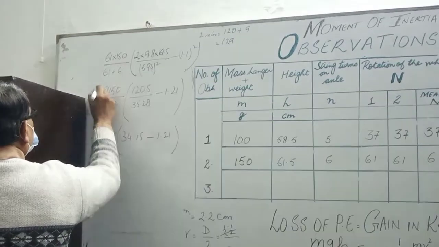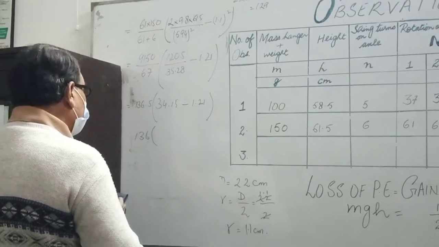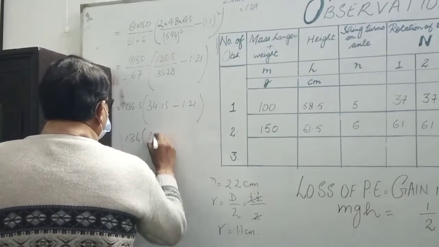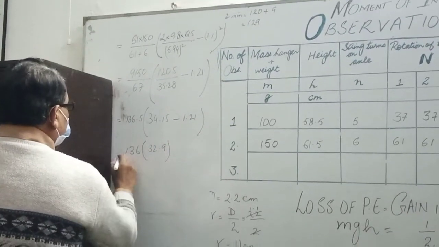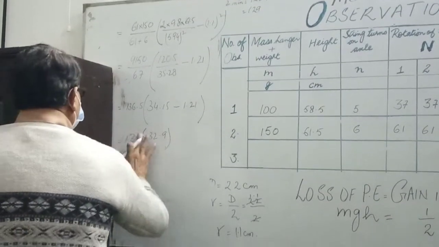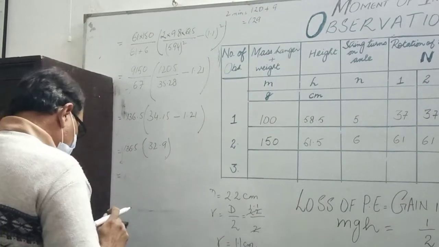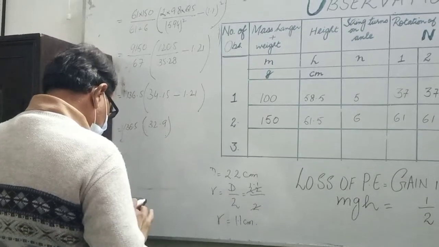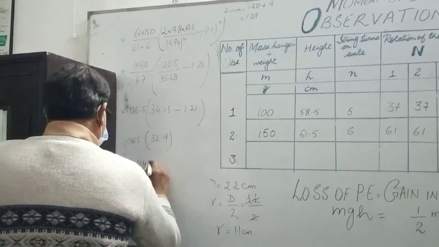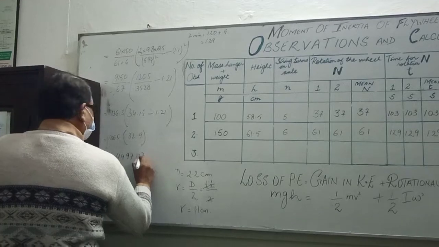We will get 32.9, and this would be multiplied with this 136.5. So we got the revolution, that revolution is 4497.03.